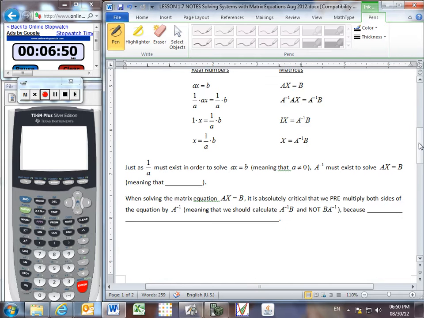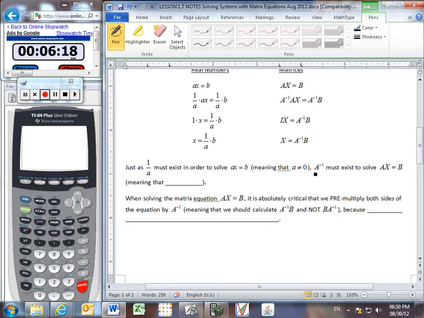Now, just as 1 over a, this inverse, must exist in order for us to solve this. I mean, look, what would happen if 1 over a didn't exist? That is to say, what would happen if a was equal to 0? I'm not allowed to multiply by 1 over 0. 1 over 0 is undefined. But as long as a is not equal to 0, so that 1 over a, the inverse, does exist, well then this is a valid approach to solving the equation. It's the same thing with matrices.